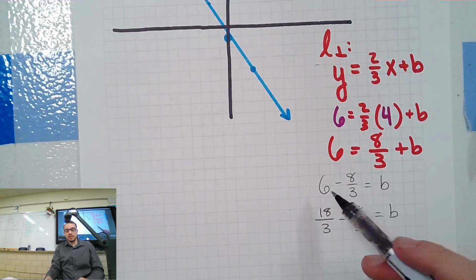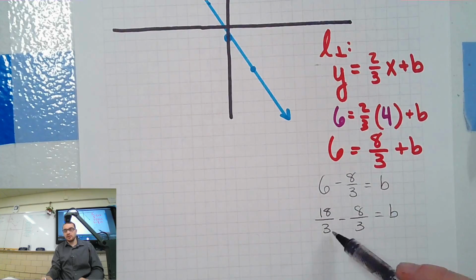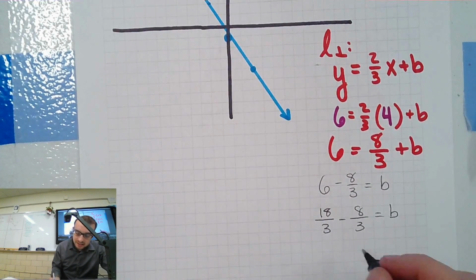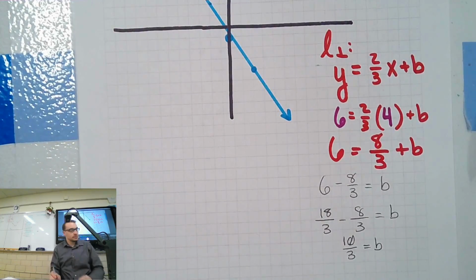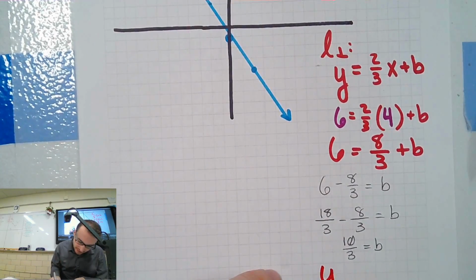What I did is I thought of 6 over 1, multiplied the bottom by 3 to get thirds, right? Multiplied the top by 3 to get 18. 18/3 minus 8/3 is 10/3, and that's b. So our line is y equals 2/3 x plus 10/3.